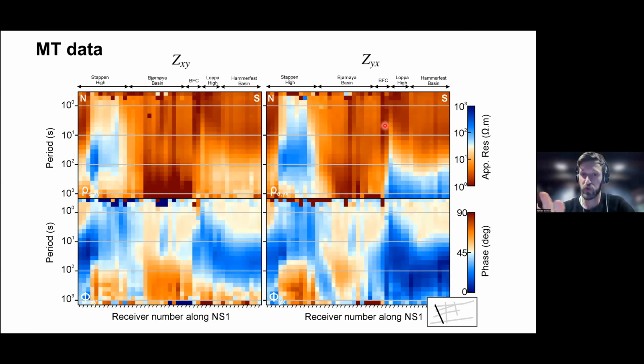So, not going into detail, but that's what the MT data looks like in a pseudo-section, as we call it. On the vertical is the time period, so the period of the signal. As you go to long period, you actually move to a larger depth sensitivity. And each vertical stripe represents a receiver's data.